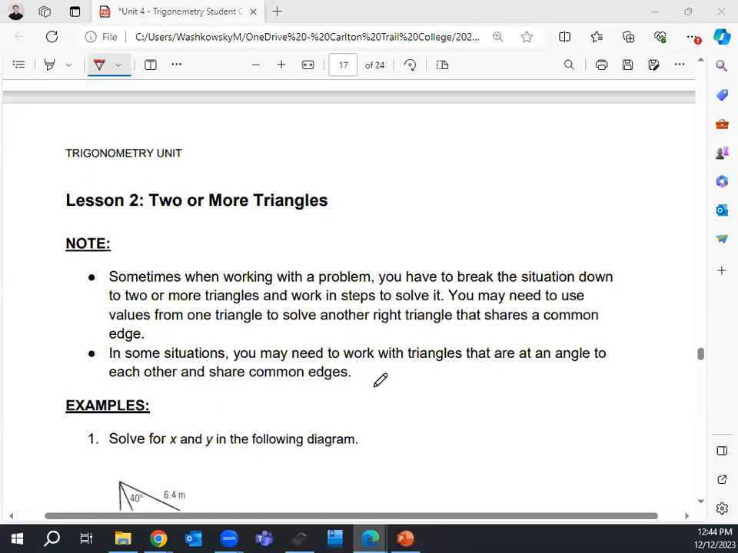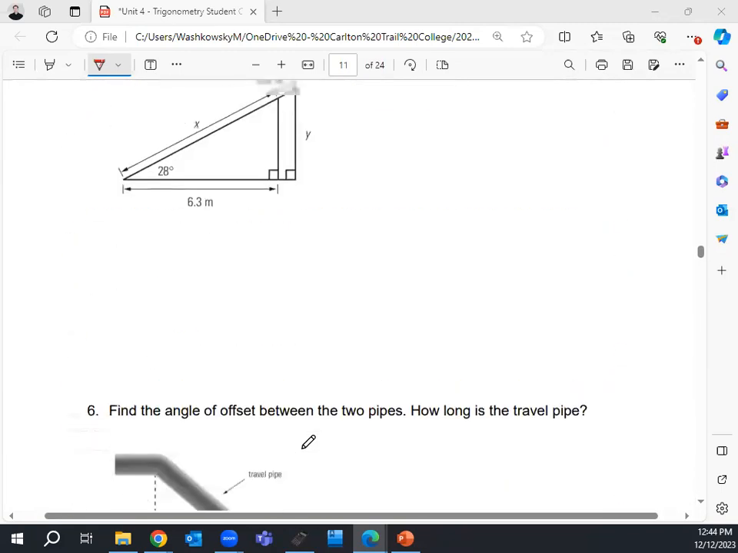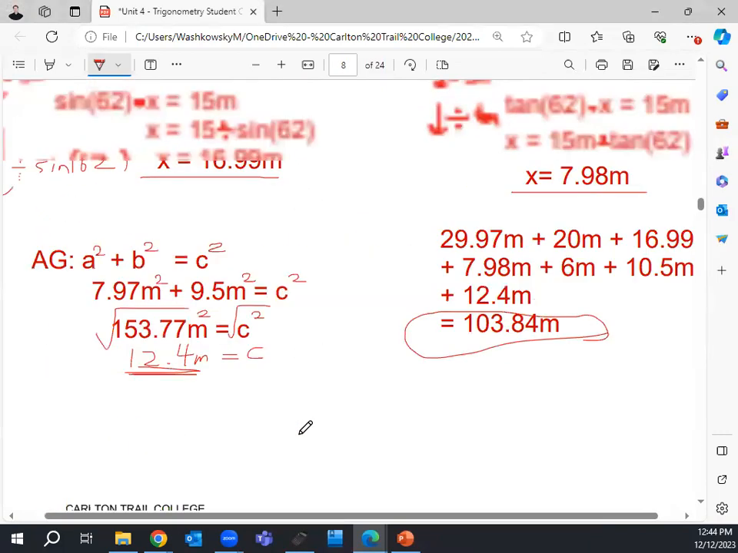So just how we kind of noticed way up, way... oh my gosh, where is it?